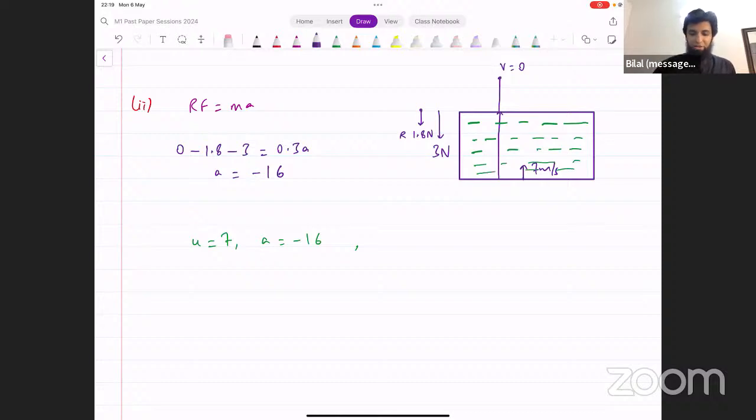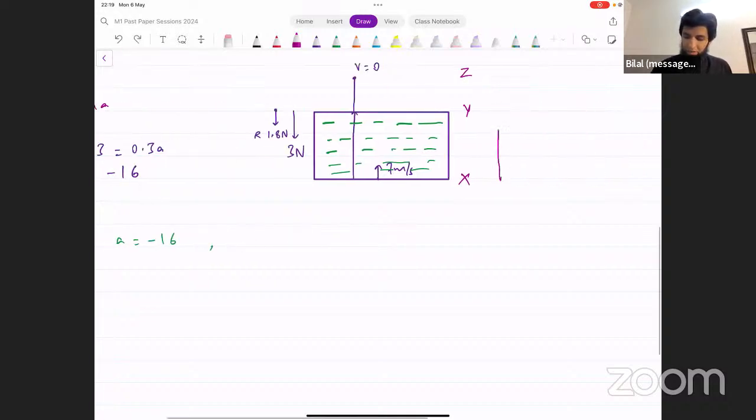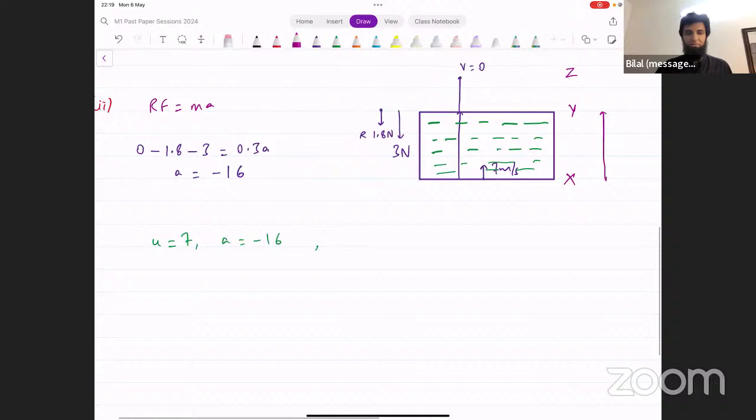You have two parts of this journey now. One from the bottom of the container, let's call this point X, to the surface of the container, and then to the top. This is the bottom of the container, this is the surface of the container, and this is the maximum point. Now what you do is you find the time taken from X to Y first of all.